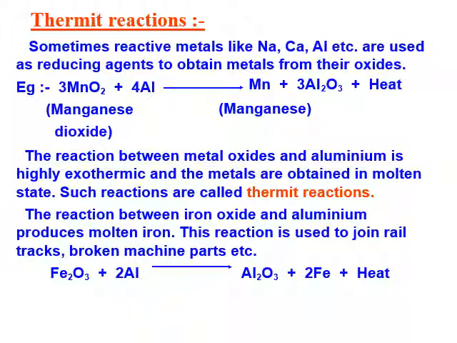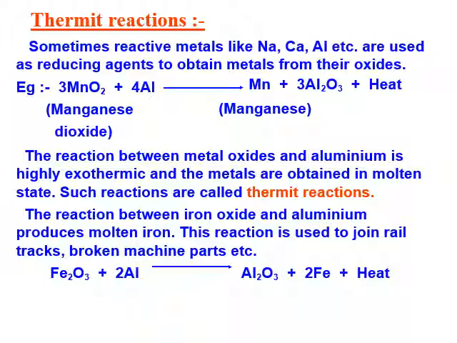Thermit reactions. Sometimes reactive metals like sodium, calcium, aluminium, etc. are used as reducing agents to obtain metals from their oxides. Example, manganese dioxide, MnO2, 3 molecules when combined with 4 aluminium molecules, form manganese and aluminium oxide plus heat.